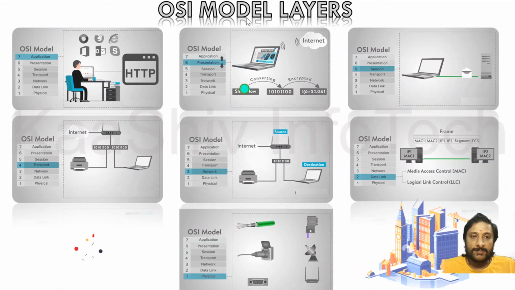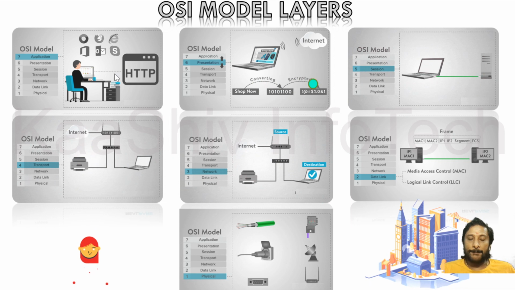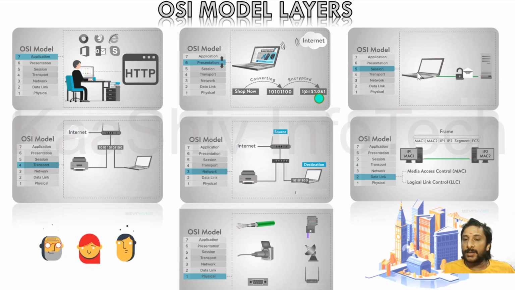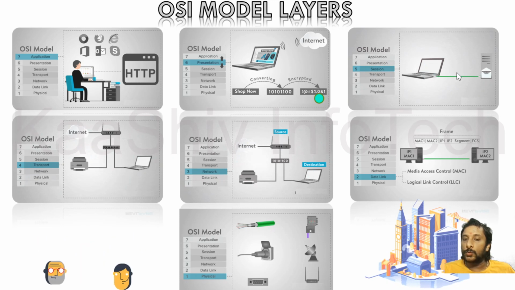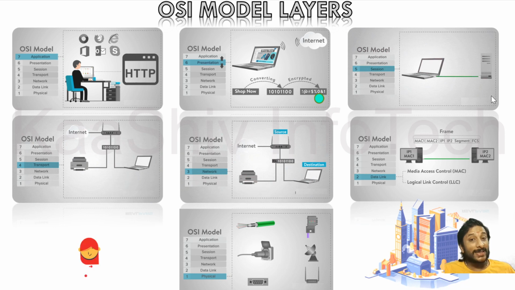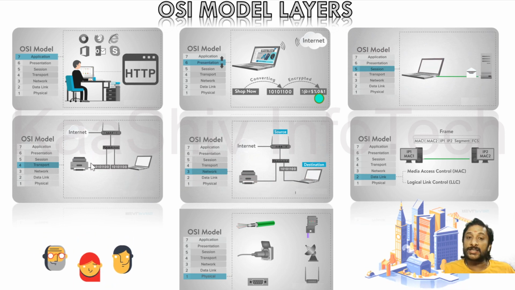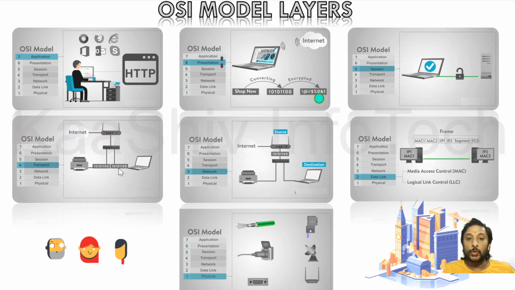So here are the 7 layers which we discussed. The user is accessing an application, HTTP, and the data is converted and encrypted. That is your presentation layer. From there, the session is maintained between the users. So to Venkat, the data should go only to Venkat, not to others. Over here, the communication can be connection oriented or connectionless. Connection oriented is called TCP, connectionless is called UDP.